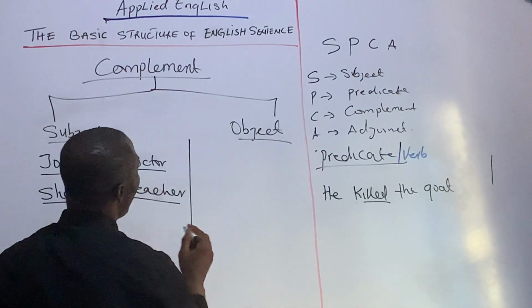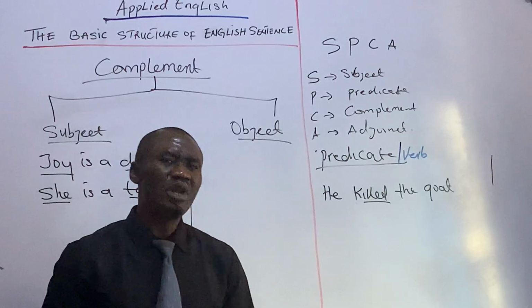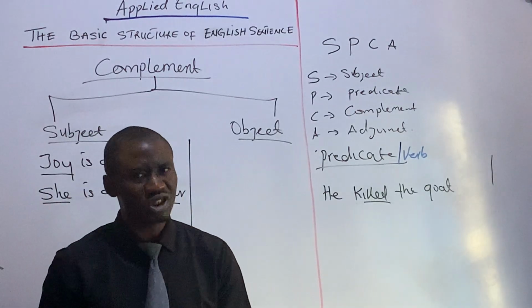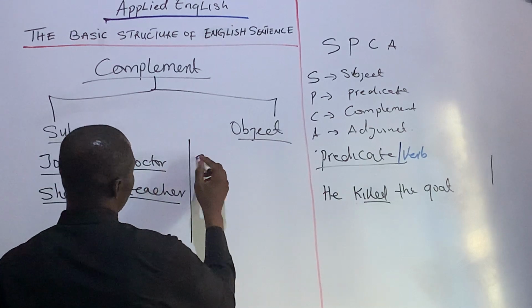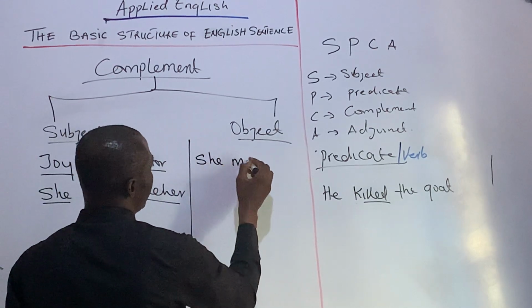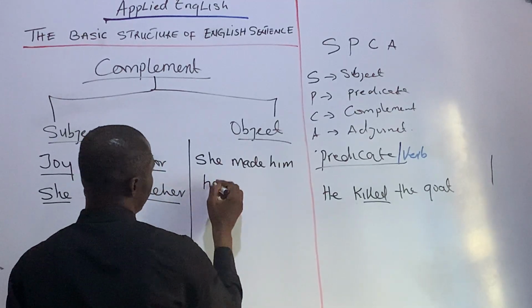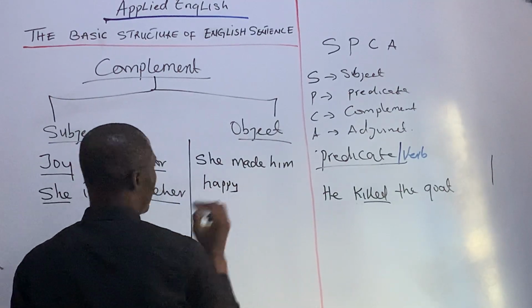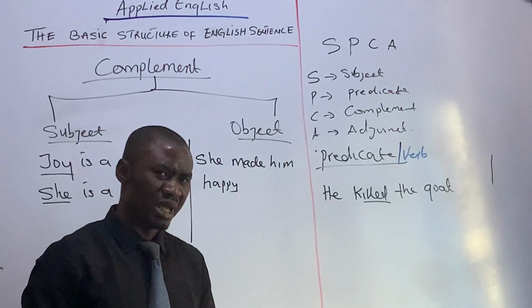Now we have the object complement. It's simple. The object complement renames or modifies the object. We have: She made him happy. Now, I want to ask you, what's the object and what is the complement?